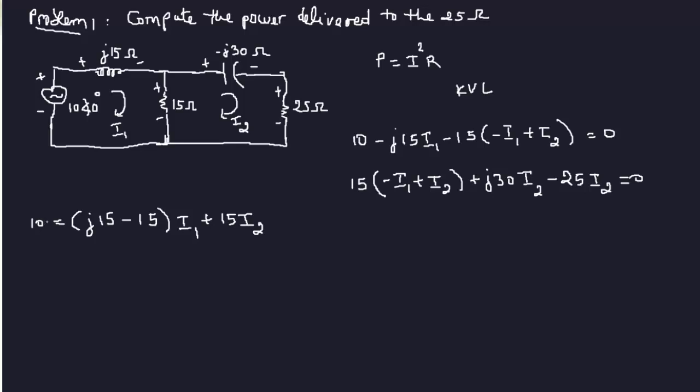Okay, so at the bottom I have minus, so I have 0, I guess. Minus 15 I1. Okay, and I have 15 I2, 15 minus 25, that's 10 I2. Plus J30.